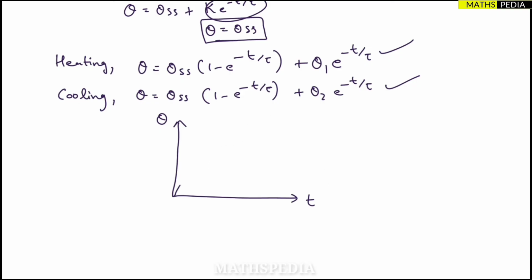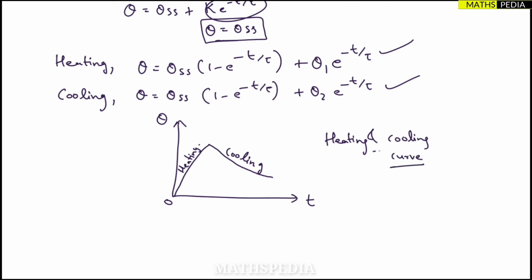So you go like this, then it will decrease. So this is the cooling curve and this is the heating part. Okay, 0. So this is the heating and cooling curve. This is the last part of the derivation. So this is what you have to do.